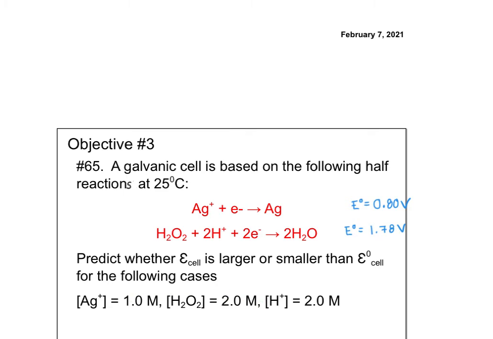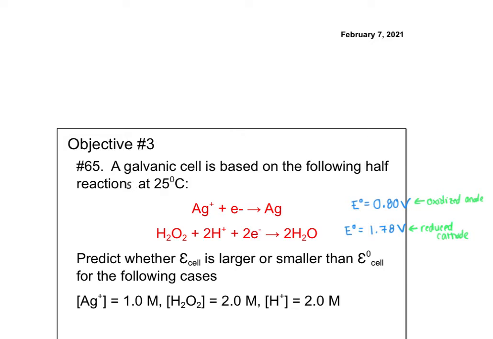A standard cell means we have 1 molar of anything aqueous. It's at 25 degrees Celsius, and if there's any gases, those gases are at 1 atmosphere pressure. So like if we had H2, hydrogen gas, oxygen gas, anything like that. So I'm looking at these values, and I see that my bigger reduction potential, the more positive one, that means it's going to be reduced, and that's our cathode. And this one must be oxidized, which is our anode.